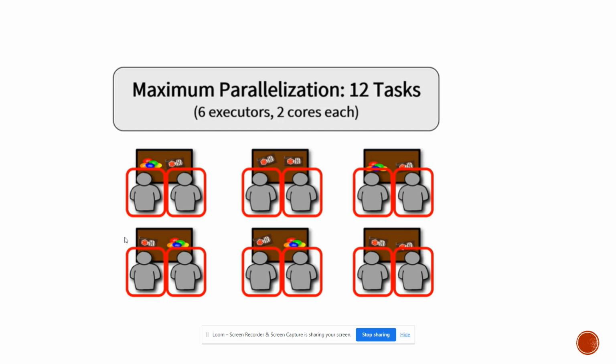For example, here we can see six executors. Six executors means six desks. In one desk we see two students sitting. Likewise, we have one, two, three, four, five, six desks, and two students means two cores. So six executors, or nodes or workers, times two means 12 tasks. We can perform 12 tasks parallelly at a time.